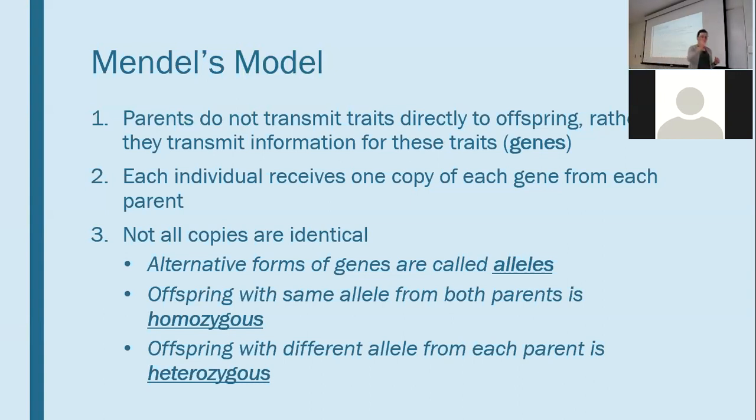Now, if you inherit different alleles from each parent, right? So this offspring inherits a purple allele from one parent and a white allele from the other. They've got two different alleles for the same gene. That individual is heterozygous, right? Hetero just means different, right? So their zygote has two different alleles for a trait, right? Cool.